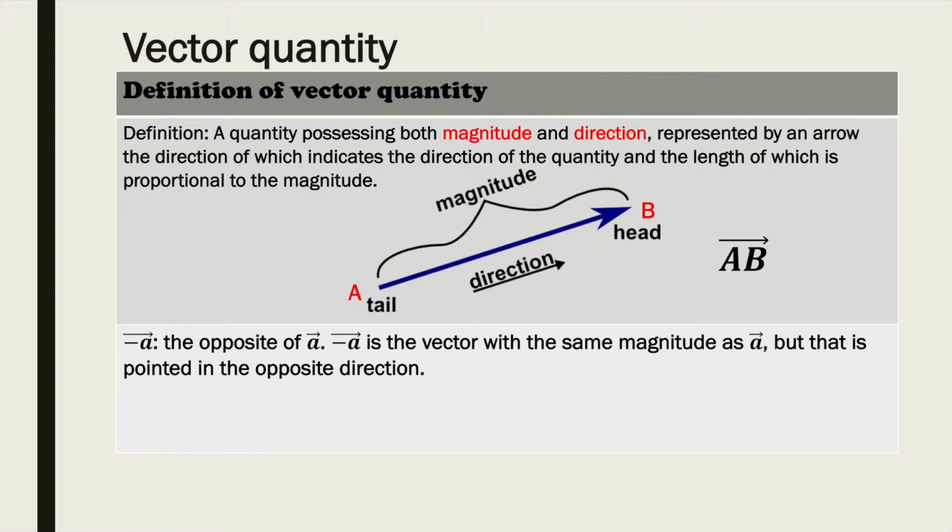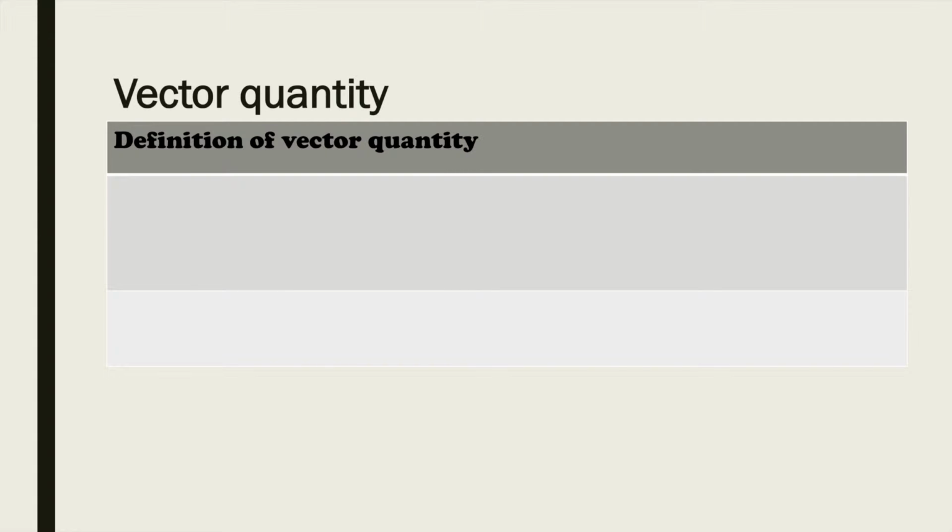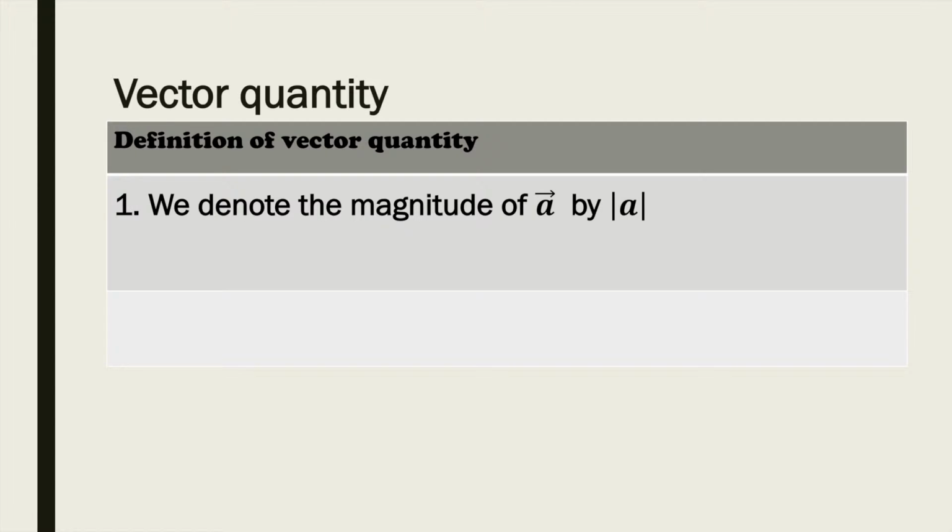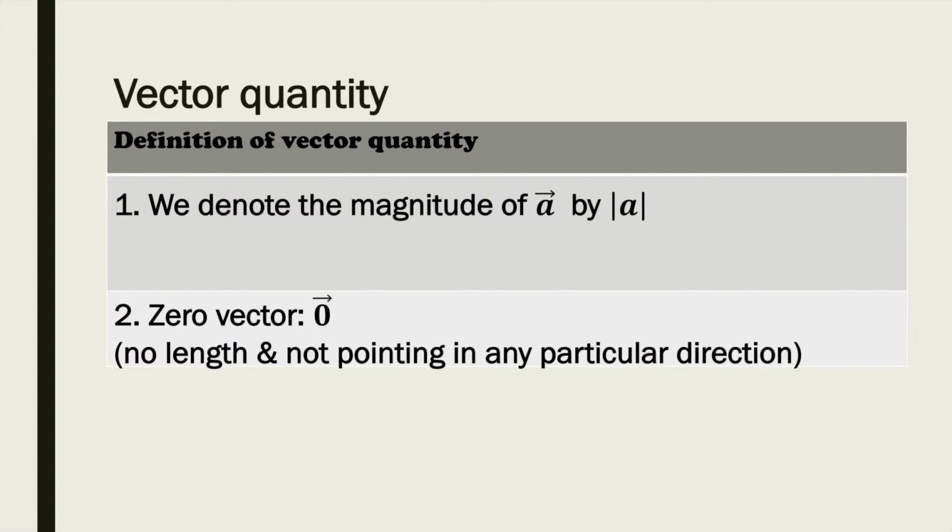And how about the opposite vector? Vector A is given, and the opposite vector of vector A is negative vector A. It has the same magnitude as vector A, but is pointed in the opposite direction. Someone may ask, what is the magnitude of vector A? It is called the norm of vector A. There's another special vector, which is the zero vector. It has no length and is not pointing in any particular direction.